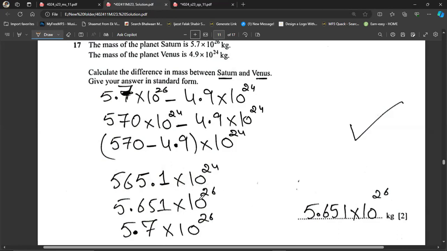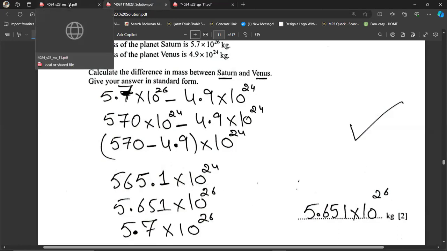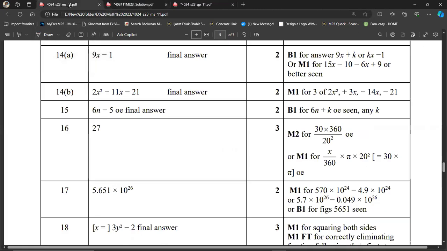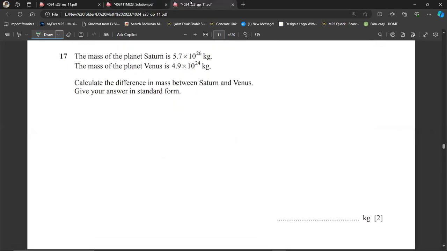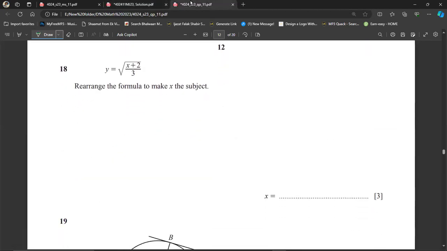5.651 multiplied by 10 raised to the power 26. So rounding it off, it's 5.7 times 10 to the power 26 kg. So that's the difference in the standard form: 5.651 times 10 to the power 26. So our answer is right. This was question number 17. This is the solution. Hopefully you understand. It's a 2 marks question.